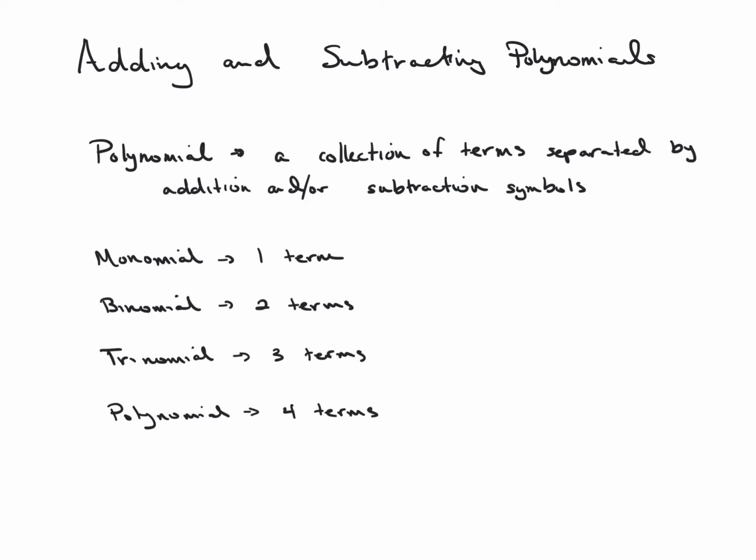Then you have a binomial, where bi is the prefix for two, so two terms. Tri is the prefix for three. And then they become less fancy. At this point, math teachers will generally go to just polynomial. There are names for 4 terms, 5 terms, 6 terms. If you want to look them up because you're interested, go ahead. But generally once you have more than 4 terms in math class, you will hear the word polynomial used quite frequently. All right, so that's just some background behind what a polynomial is and what we're going to do with them. So let's talk about adding and subtracting these polynomials.